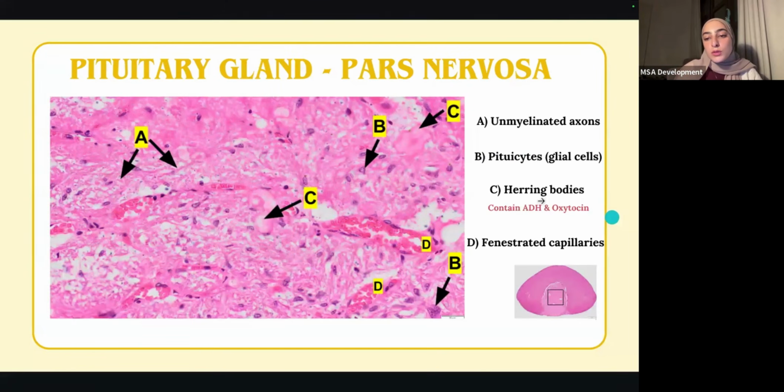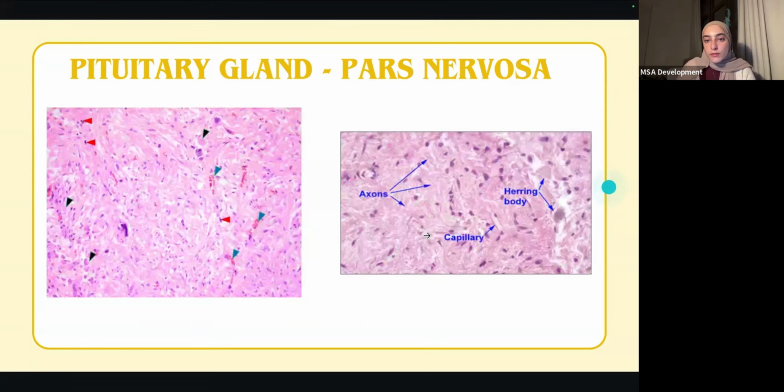Okay. This is it for the pars nervosa, and the most important thing is the Herring bodies, okay? They have ADH and oxytocin. They contain, they store, they don't synthesize. Okay, this is another picture from pars nervosa that I found in case they want to get you the specific slide.